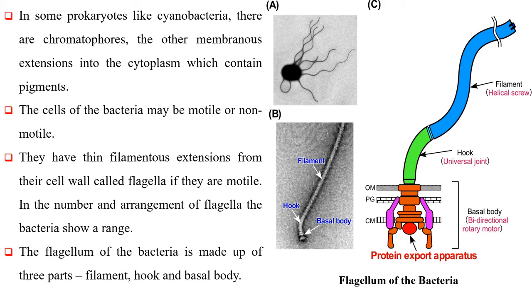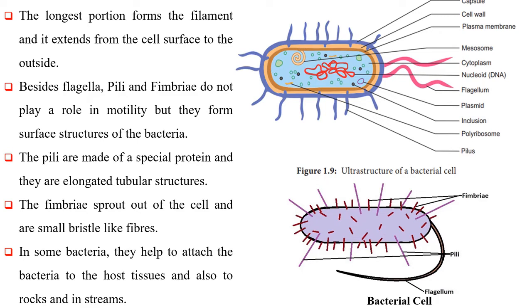The cells of the bacteria may be motile or non-motile. They have thin filamentous extensions from their cell wall called flagella if they are motile. In the number and arrangement of flagella, the bacteria show a range. The flagellum of the bacteria is made up of three parts: filament, hook, and basal body. The longest portion forms the filament and it extends from the cell surface to the outside.